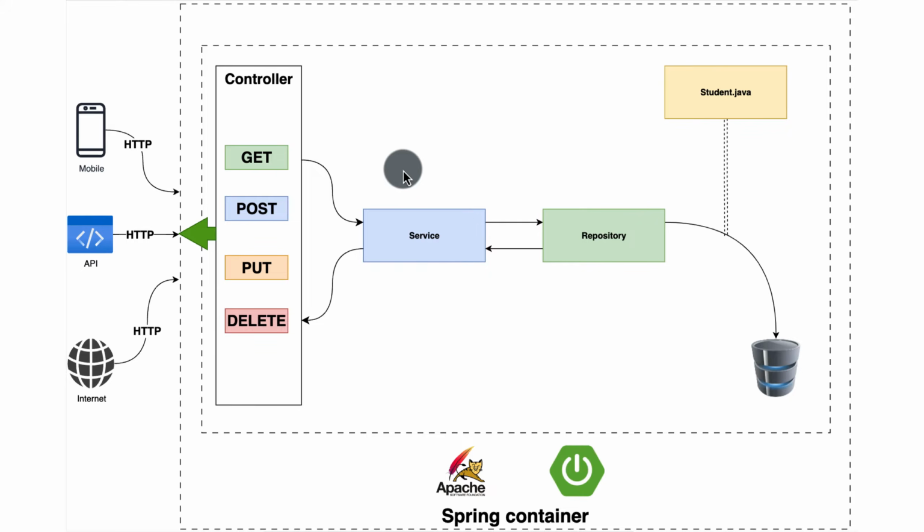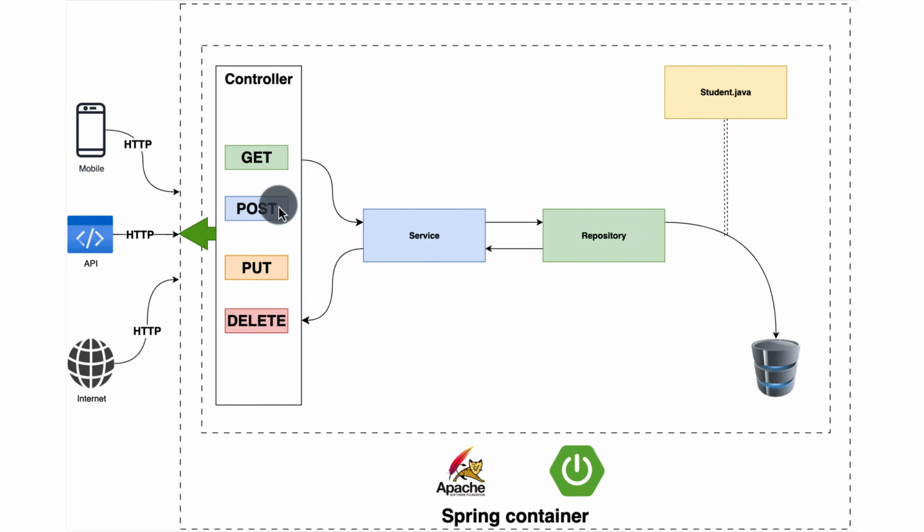Now let's have a look at our future application. We will be building an application that will manage students and persist them into a database. We will be exposing 4 endpoints. The first one is a get, and it will allow us to fetch a student by its ID or fetch the list of all the students persisted into our database.